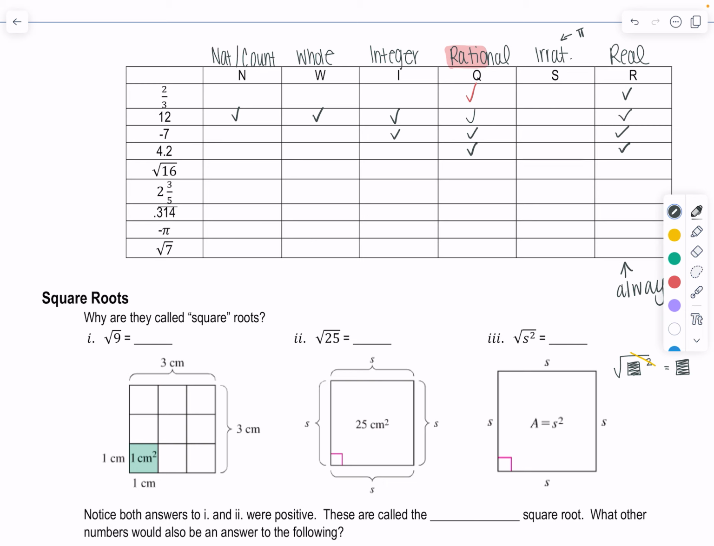Square root of 16. Well, they tried to trick us, but the square root of 16 is actually 4 because 4 squared equals 16. And so 4 is a natural number. 4 is a whole number. It's an integer. It's a rational and always a real. 2 3/5. Well, it's got a fraction in it, so it's a rational number and real.